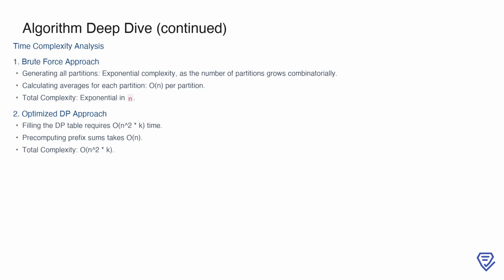In contrast, the dynamic programming approach is much more efficient. Filling the DP table involves iterating over all i and j values, and for each combination, we evaluate up to i possible split points. This results in a time complexity of O(n^2 * k). Pre-computing the prefix sums takes O(n), which is negligible compared to the DP computation. Overall, the optimized approach reduces the computational complexity significantly, making it feasible for larger input sizes.